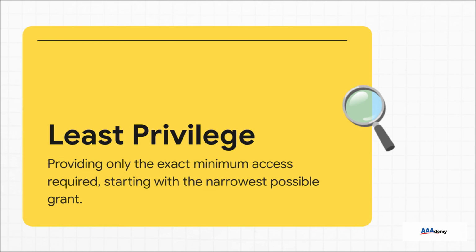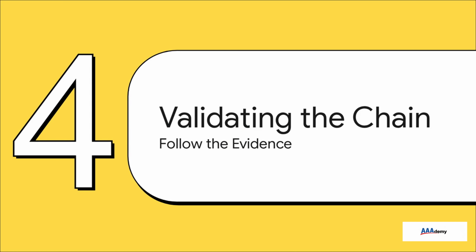This principle dictates that you provide only the exact minimum access required to perform a specific task, starting with the narrowest possible grant. If an analyst just needs to run a simple, monthly, read-only report, giving them the power to accidentally drop the entire database or reassign warehouses is a massive security flaw. Giving them total account control is the exact opposite of secure architecture, which, remember, is what you're actually being tested on. Section 4. Validating the grant chain.